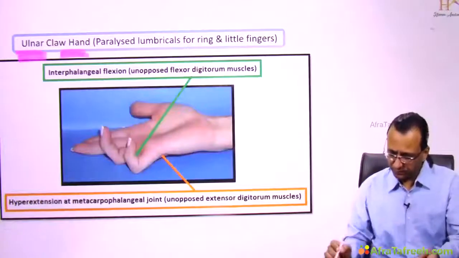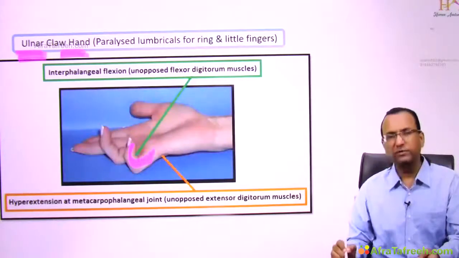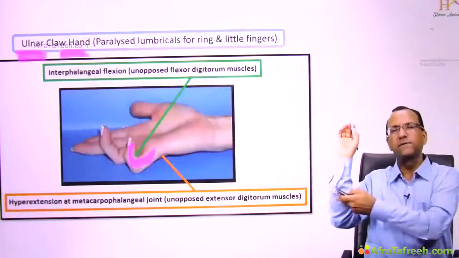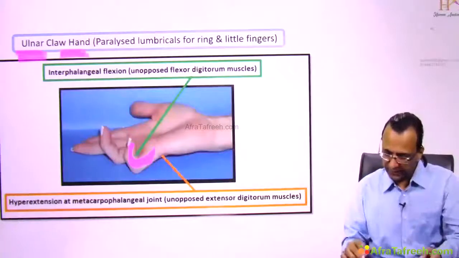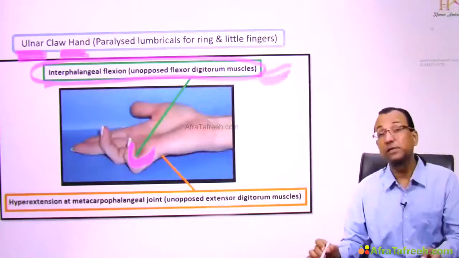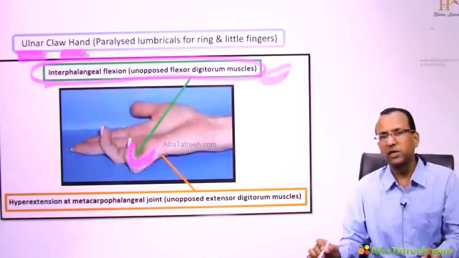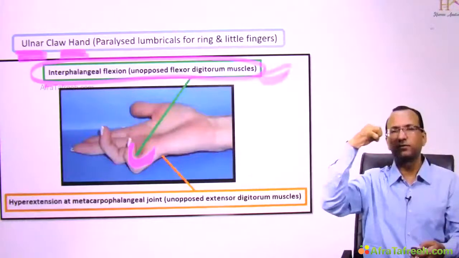See, there is IP flexion. Can you tell me why there is IP flexion? Because the anterior forearm muscle FDP has become more powerful. Interphalangeal flexion is due to unopposed FDP, an anterior forearm muscle. The lumbrical interossei are not working, so you cannot do interphalangeal extension. If you cannot do interphalangeal extension, they will remain in flexion.